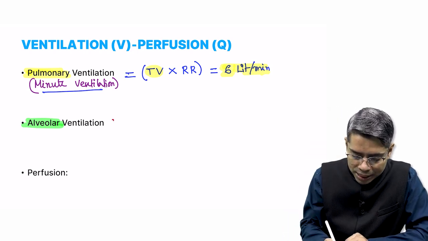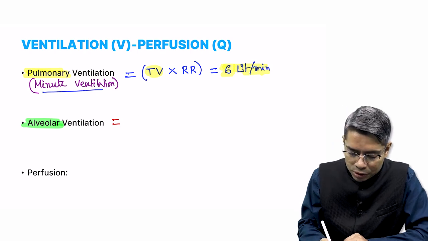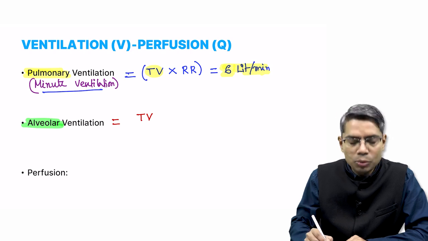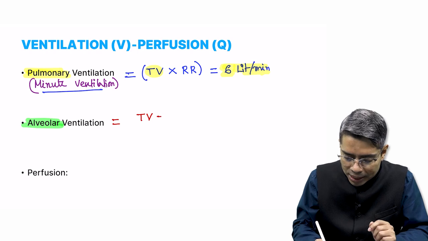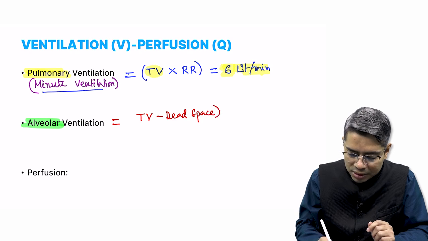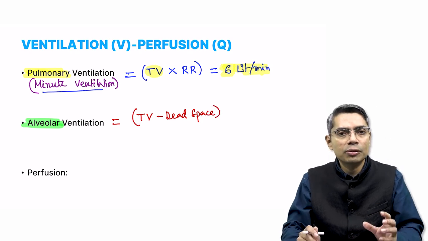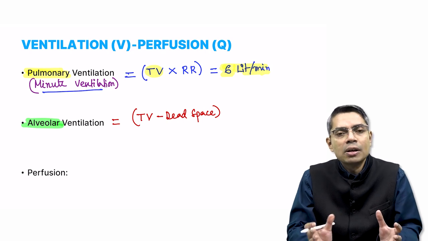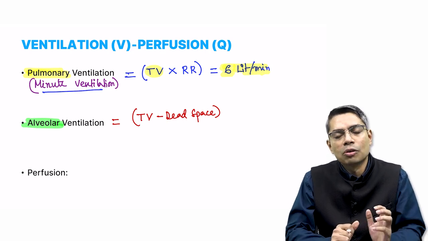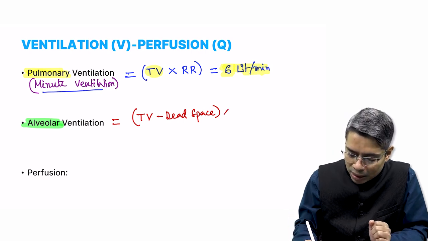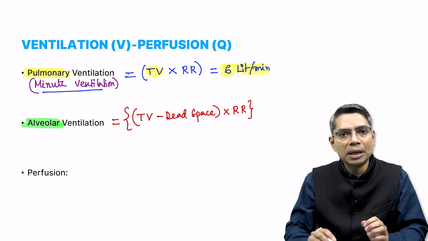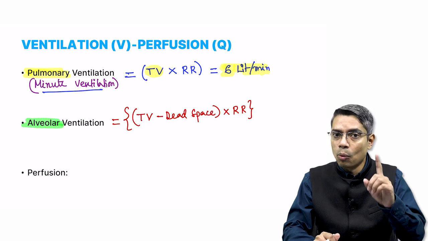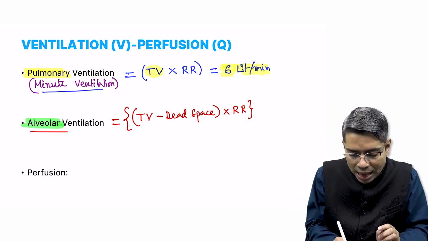So how are we going to get this alveolar ventilation value? Tidal volume is the total amount of air that you are taking in inside your lung in one breathing. If you subtract the dead space volume from tidal volume, you are going to get the volume of air which is reaching the level of your exchange zone or alveolar zone. If you multiply this with your respiratory rate, then you are going to get the total amount of air that is reaching your alveoli in 1 minute, and that is known as the alveolar ventilation.